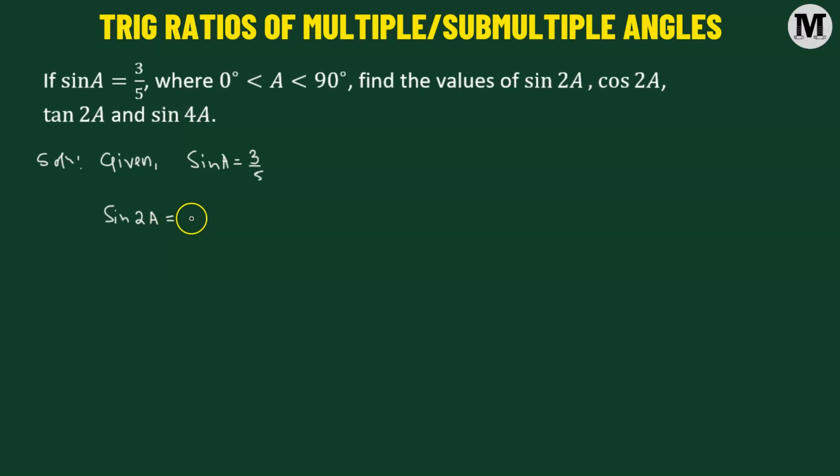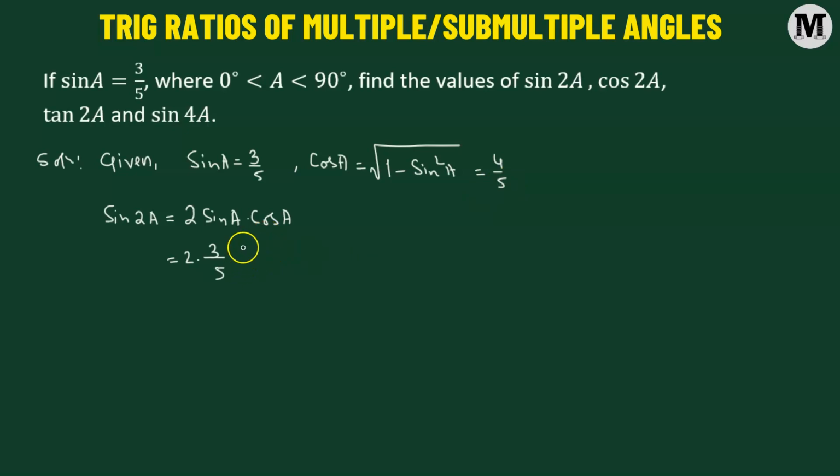Now sine 2A is given by 2 times sine of angle A multiplied by cosine of angle A. So that means we have sine of A, that's 3/5. Now we need to find out the value of cosine of angle A. The cosine of angle A can be easily obtained from the value of sine A. All we have to do is rewrite cosine of A as square root of 1 minus sine squared A. So this is going to give us a value 4/5. So we have cosine of A 4/5. So we have 2 times 3, that's 6. 6 times 4, that's 24. We have 24/25. So this is going to be the value of sine 2A.